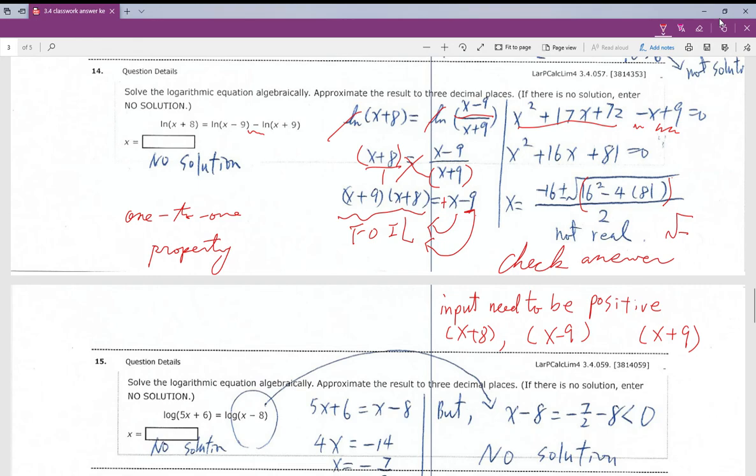If you find a real solution, then you really have to plug in to these three inputs, and make sure after you input the x, they are all positive. So this one needs to be positive. Okay.